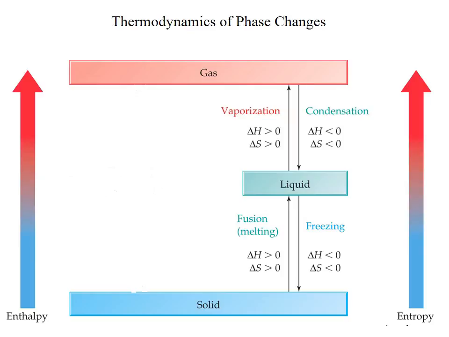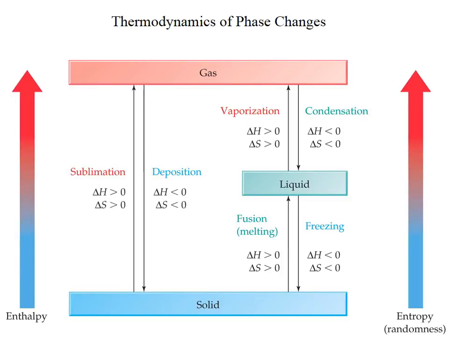Going from a liquid to a gas is called vaporization. That is also endothermic. And condensation, the reverse process, is exothermic. And then, of course, sublimation is going from a solid to the gas phase, and deposition is the reverse process, going from the gas to the solid phase. This is review.